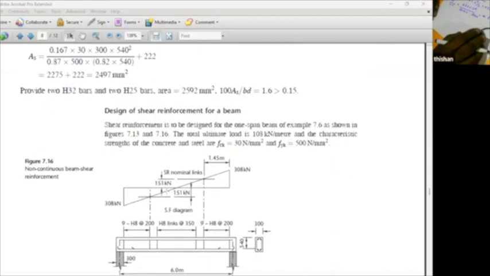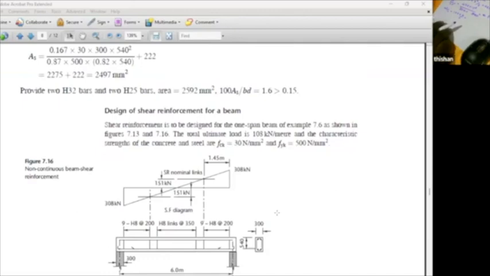If you look at the shear reinforcement for the beam, the shear force is wL/2, that is 108 into 6 divided by 2. What is the value, Bandhu? 108 multiplied by 6 divided by 2. 324.